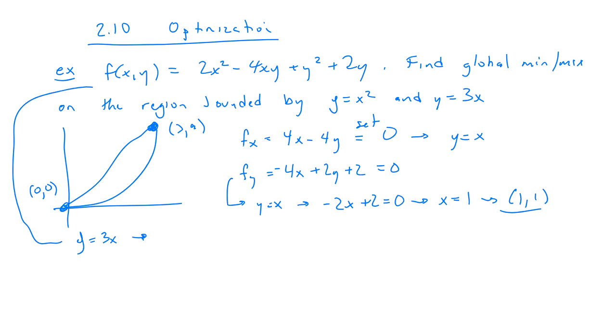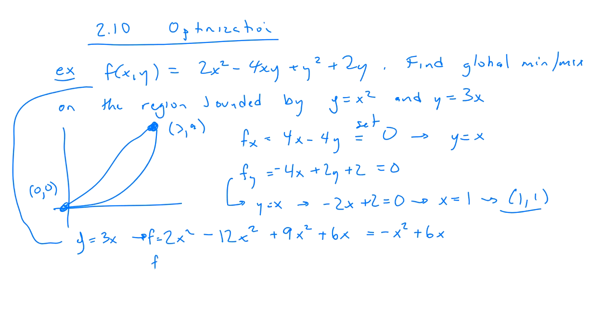So if I plug in y equals 3x, and I should really have an f here, I suppose. So I get that function. So on the boundary, this is what the function is. It's now only one variable. But we still want to go through. We need to find possible critical points.